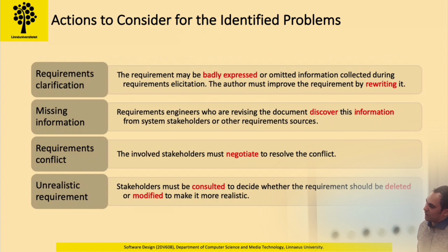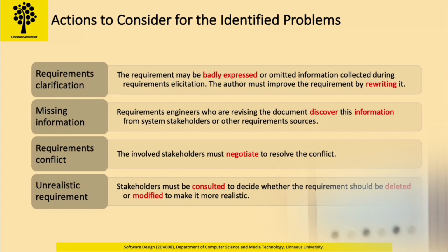So what if we find some problems? There are 4 general problems that can be found for each requirement. The first one is requirements clarification. That means it was not well stated, or in other words badly expressed, not technical, and not easily understandable. The author, here meaning the stakeholder who is proposing the requirement, must improve and rewrite the requirement so that there are no clarification issues.